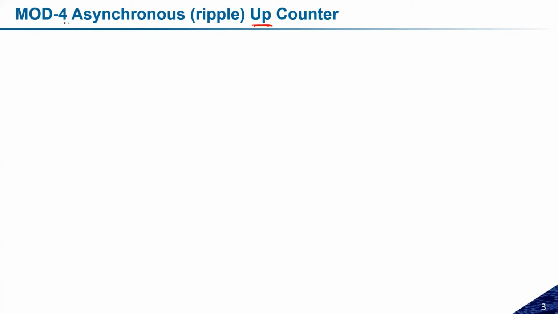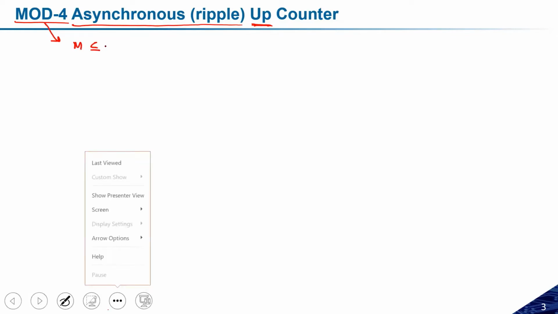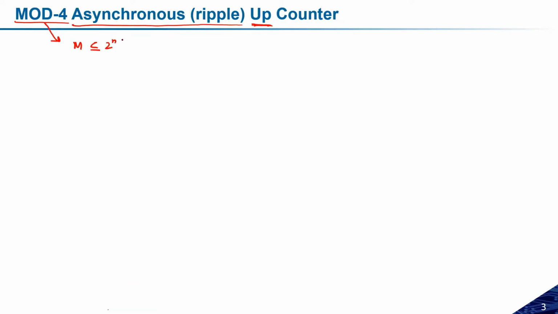So the meaning of modulus, I already told you. Meaning of up counter, I already told you. Now let's talk about what is the meaning of this asynchronous or the ripple. I have already told you before. So if I have a mod 4 counter, the total number of flip-flops needed is given by a relation where m should be less than or equal to 2 to the power n. Here n indicates the number of flip-flops. So n is equal to 2. So 2 flip-flops are needed.